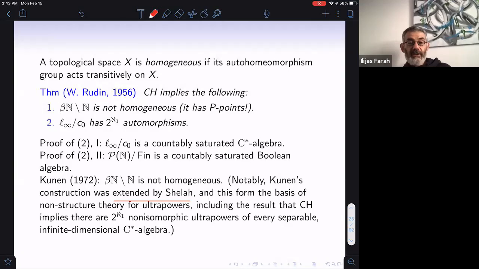So Kunen's construction, as modified by Shelah, enables you to construct an ultrafilter and at the same time control what an ultrapower looks like. And this is a ZFC construction. So the continuum hypothesis is only used, well, yeah, sure. This is ZFC, so you don't need the continuum hypothesis for this.